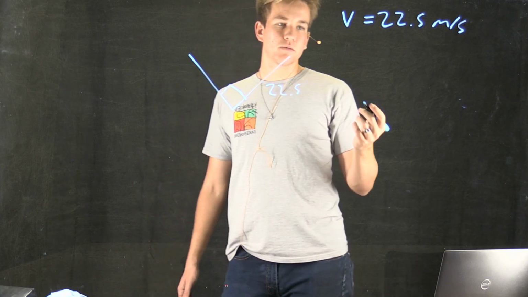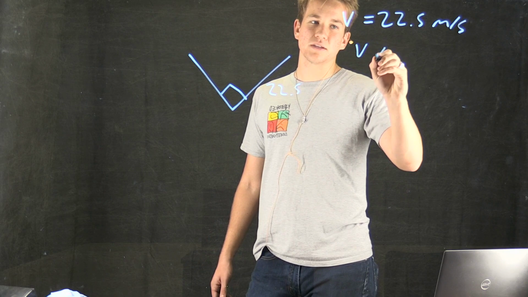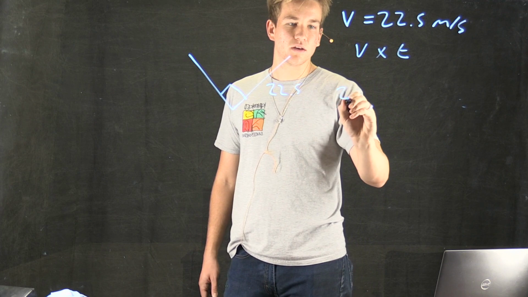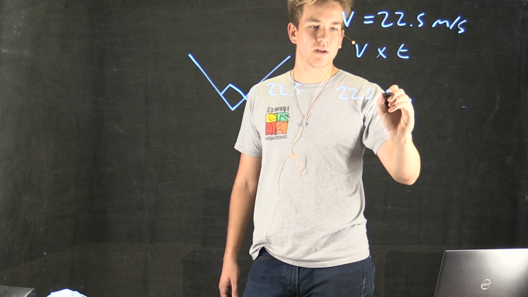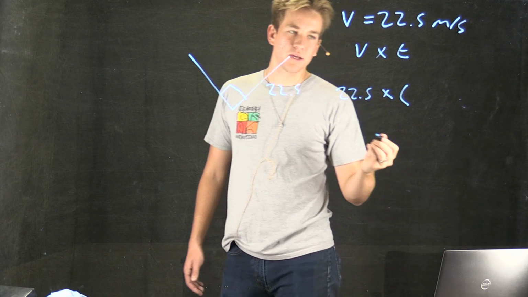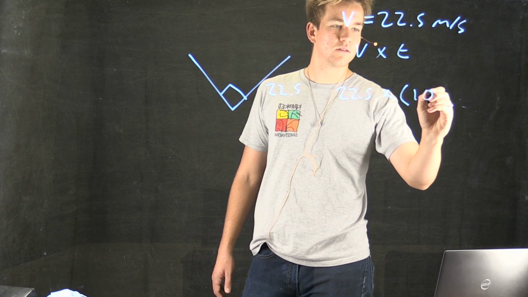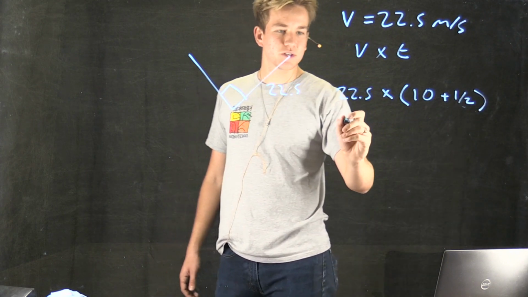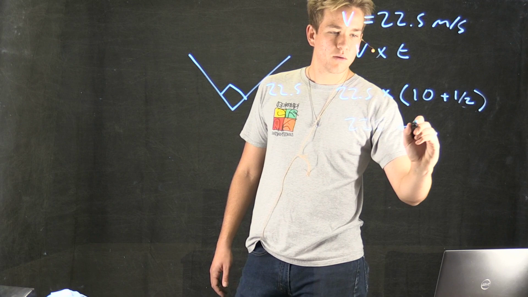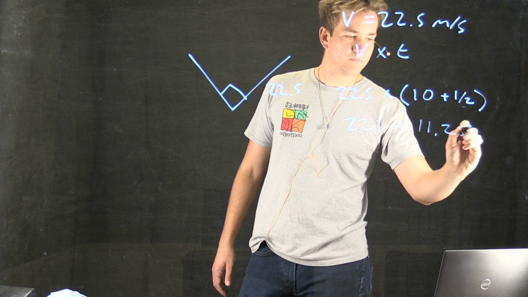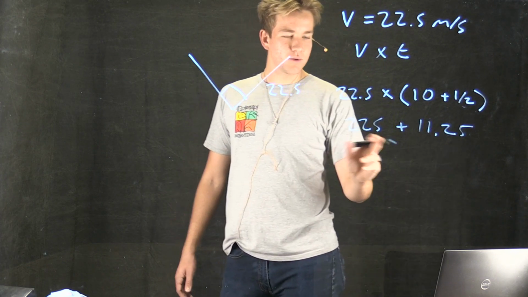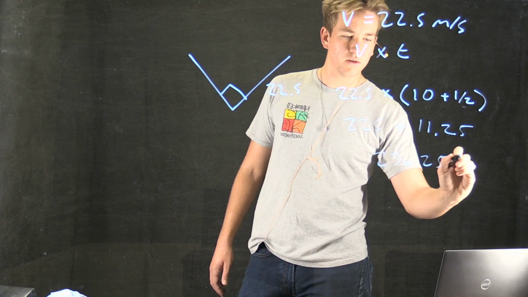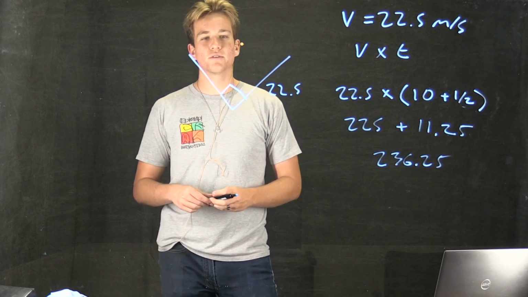And then the formula that we're going to be using is velocity times time. So we just plug in values in that function. We have the velocity of 22.5 times, and just to make it a little bit easier, we can split up the 10.5 seconds: 10 plus 1.5. Then you distribute those values, which gets you 225 plus 11.25. When you add those values together, you get a value of 236.25. And this is the distance that the bird has flown after 10.5 seconds.